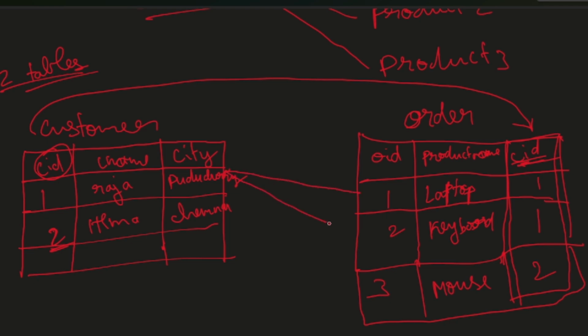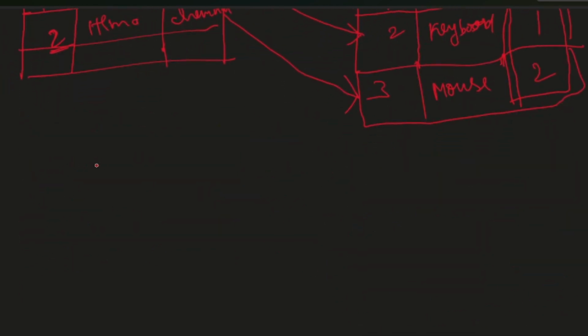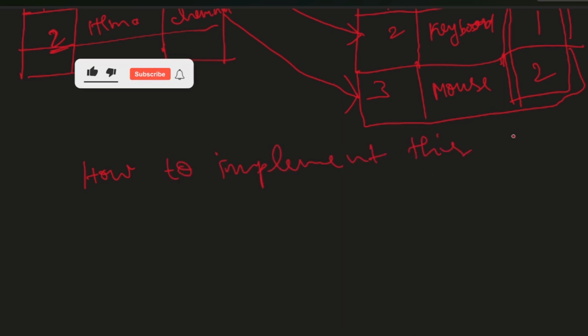So the first record is putting an order of two products in the order table, and the second record is putting the order of one product in the order table, which is connected with the cid, which is the primary key of the customer table and the foreign key of the order table. In this way you can do the mapping. So let's see how to implement this concept in Spring Boot.